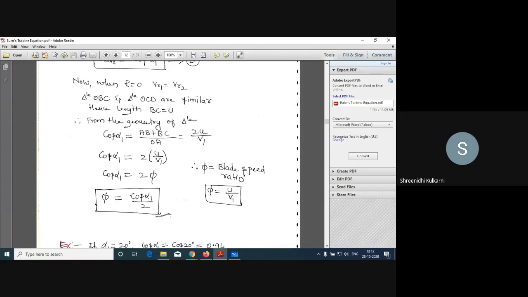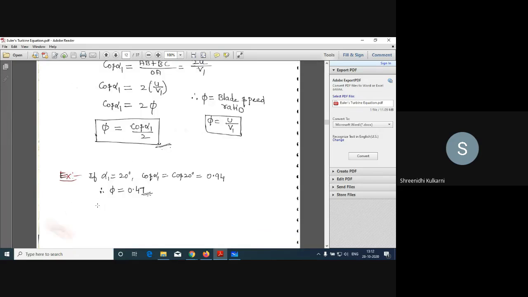Then what is phi? Phi is cos alpha 1 by 2. So this is the blade speed ratio. One is the maximum utilization factor, another one is the blade speed ratio. And here we have the conditions.